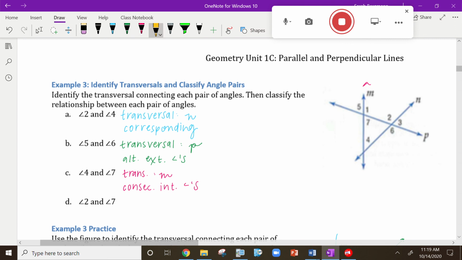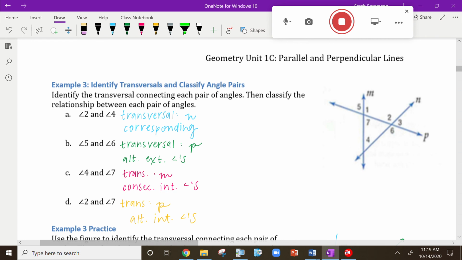Finally, angle 2 and angle 7. Angle 7 is formed by line M and line P. Angle 2 is line P and line N. Line P is used in both, so the transversal is line P. They're on opposite sides of the transversal, and they're in the interior, so they're called alternate interior angles. Pause the video and try the practice problems below.